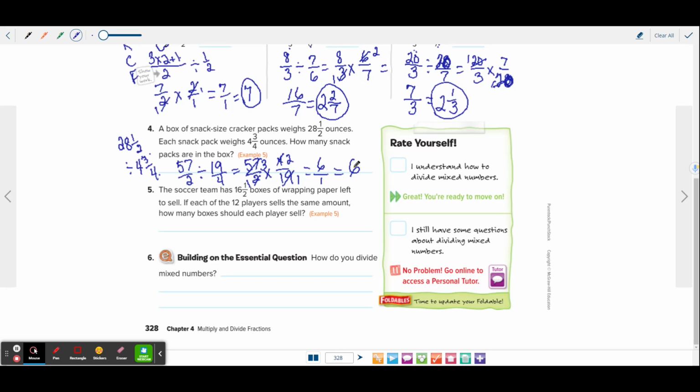But we need to look at what we're 6 of. So how many snack packs are in the box? 6. So I'm going to say 6 packs, or 16 snack packs. Okay.